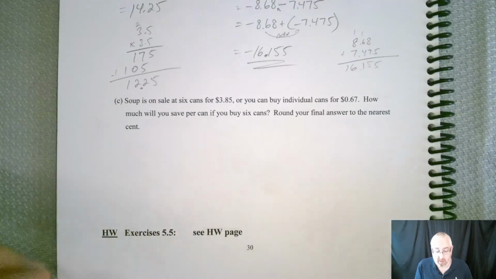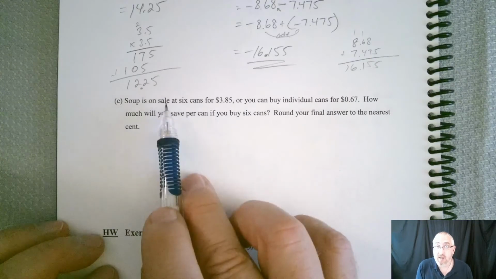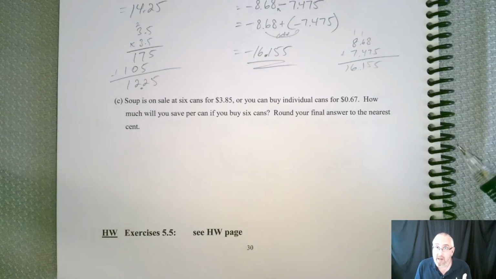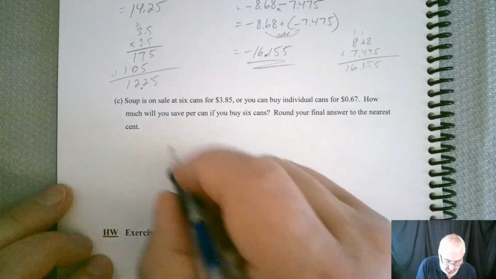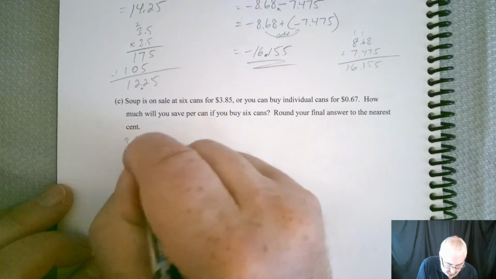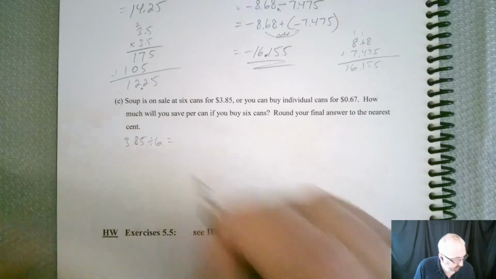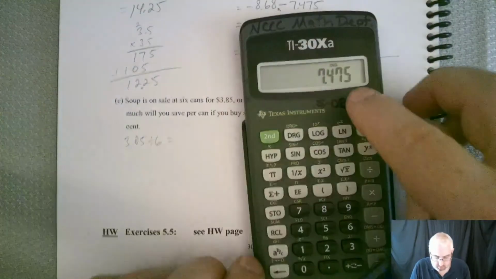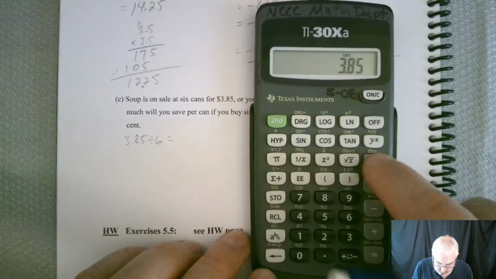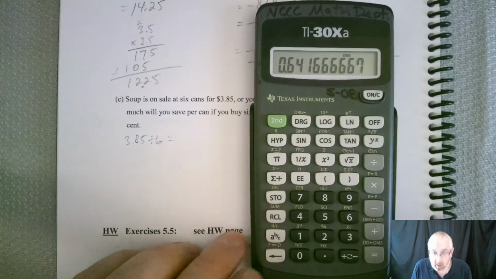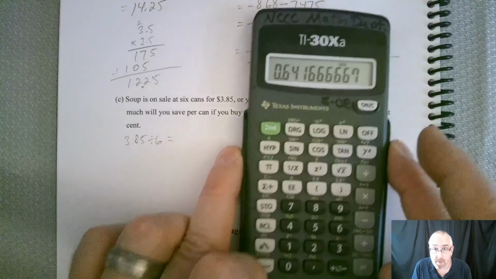Okay, so they're giving us a price for 6 cans. So we first need to know how much 1 can would be in that case. So how do we determine how much 1 can is going to be? Hopefully you're saying divide. So yeah, we got to divide that. 3.85 divided by 6. Now, let's speed this along. A little division on the calculator. 3.85 divided by 6 equals, all right, so we do get a repeating decimal.